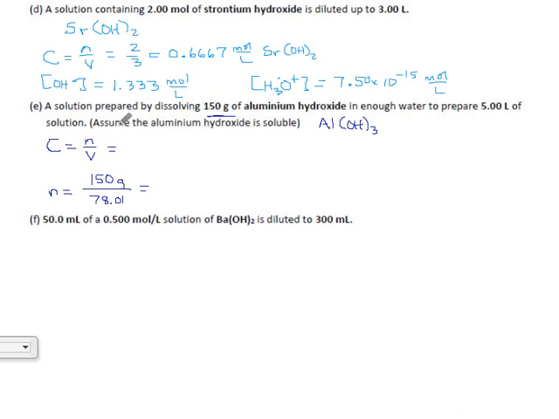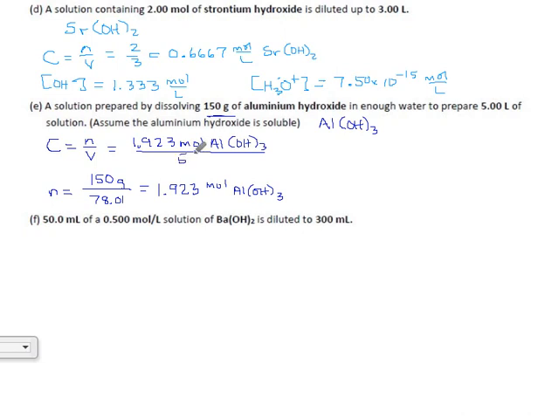150 divided by 78.01, 1.923 moles of aluminum hydroxide. Okay, now that we have that, we can get around to our concentration here. Concentration is that number of moles we just found, moles of aluminum hydroxide. Our volume is, they said 5 liters.